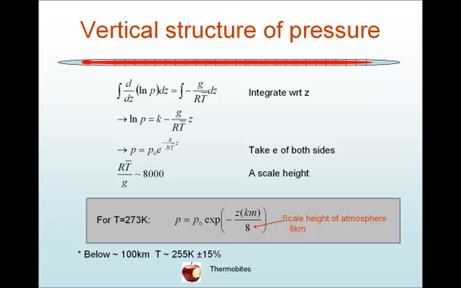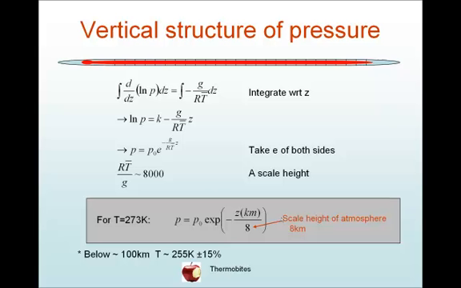We can then work out what's known as a scale height, which gives us a measure of the depth of the atmosphere. R T bar on g for T of about 273 is equal to 8,000, which is 8 kilometers. So for T is 273 Kelvin, we can write our equation as P is equal to P naught, the surface pressure, times the exponential of minus z in kilometers divided through by 8, which is our scale height. Below 100 kilometers, T is approximately equal to 255 Kelvin, plus or minus 15%.